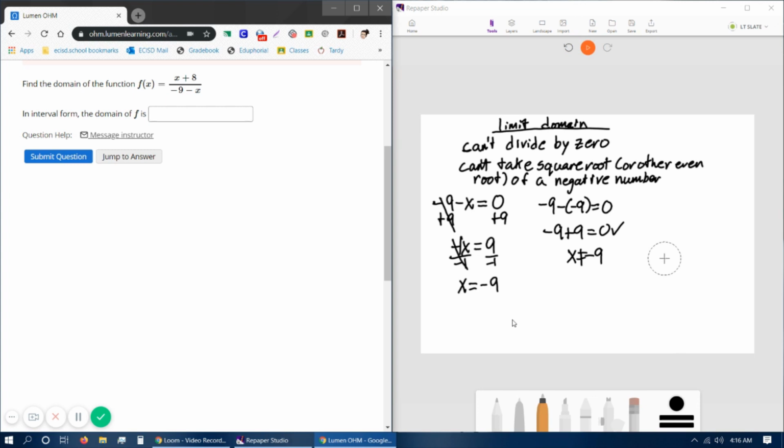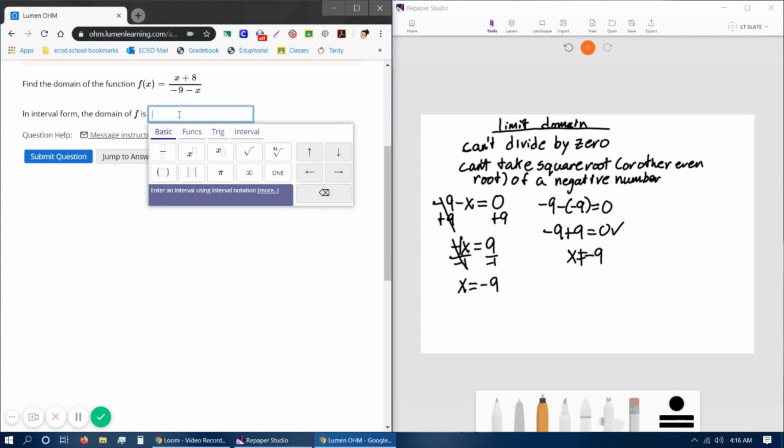However, the question wants me to enter the domain in interval form. Since x cannot equal negative 9, I know that the domain includes all the numbers from negative infinity up to but not equal to negative 9. It also includes all the numbers from negative 9 up to positive infinity. I can connect these using a U as the math OR symbol, because a value only needs to belong to one of these sets to be part of the domain for this problem. So my final answer is parentheses negative infinity, comma, negative 9, close parentheses, U, parentheses, negative 9, comma, infinity, close parentheses.